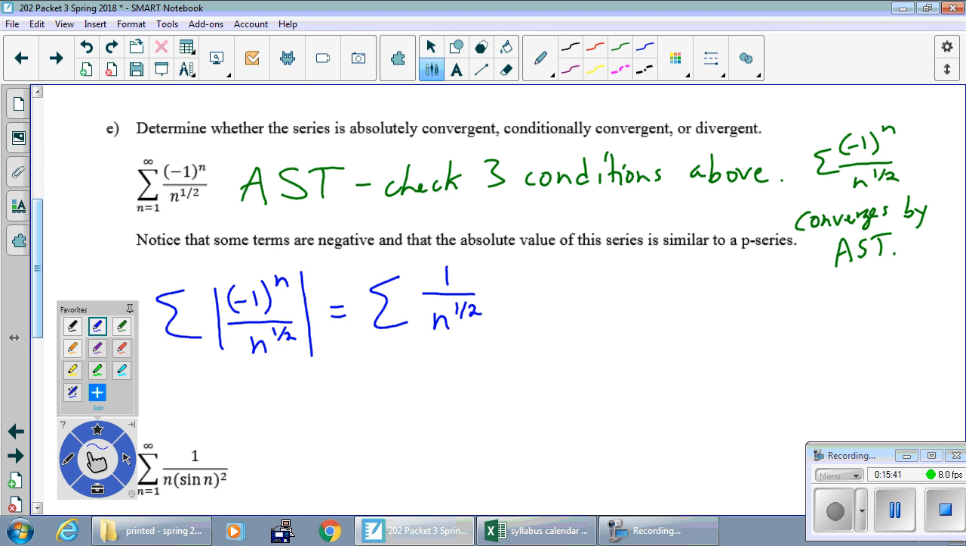And so now we have a brand new series, summation 1 over n to the half. We need to decide if the series converges or diverges, but hey, it's a p-series, and so it's really easy.